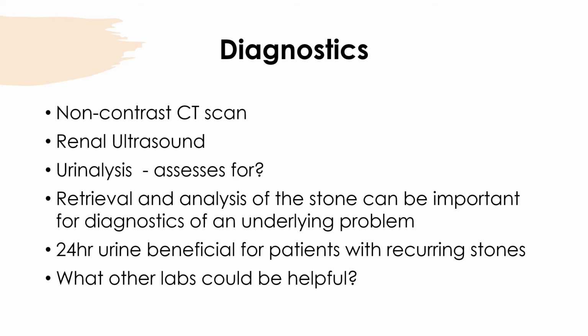So what other labs do you think can be helpful? Yeah, getting a calcium level. How's our calcium, phosphorus, sodium, potassium, bicarb, uric acid, BUN, and creatinine, of course. That'll help show how much kidney injury is going on. But a lot of these electrolyte levels, if they're higher or lower, can help us see what's going on with their diet and why these stones are forming.